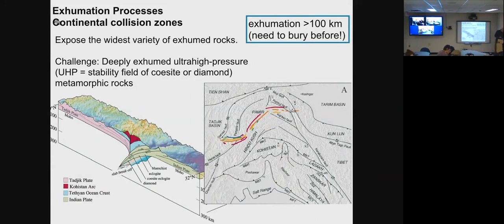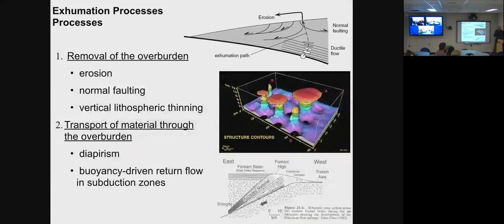Okay. There's huge problems with UHP, and I don't want to open up an entire course on how to exhume UHP rocks. That's a topic for a full-term course. So if we want to simplify how to exhume rocks, there's really two different ways to do this. Either you remove what's on top, or you bring what's at depth through the surface.